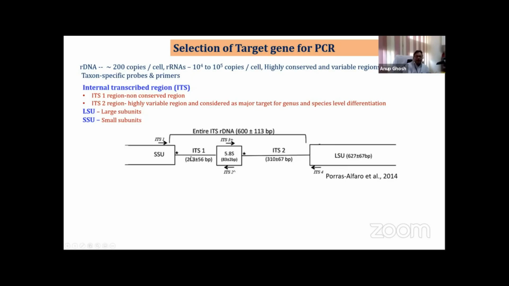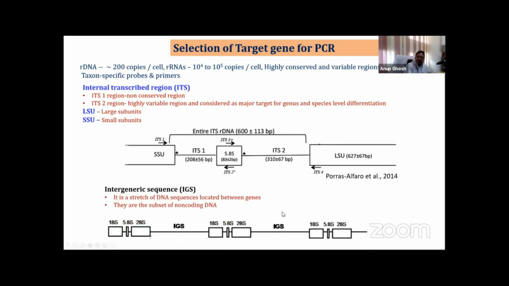Now, ITS1 and ITS2 are mostly variable regions, so people are designing primers from these regions. If you are designing the primer from ITS1, this arrow is the forward primer, from the small subunit, and this is from the 5.8S subunit, so this is the reverse primer. You can get around a 300 base pair product if you design properly from this area. Similarly, in ITS2, you can also design the primer this way.